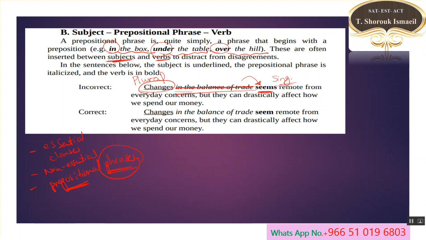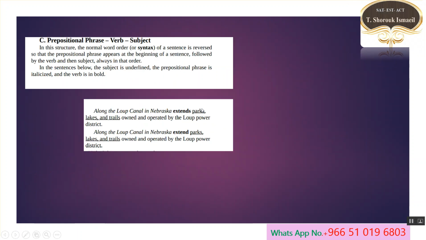So they disagree with each other. What do I need to do to fix it? I need to fix my verb so it becomes plural. I cross out the S so my verb becomes plural. In such a case, they agree with each other in being plural, like this.